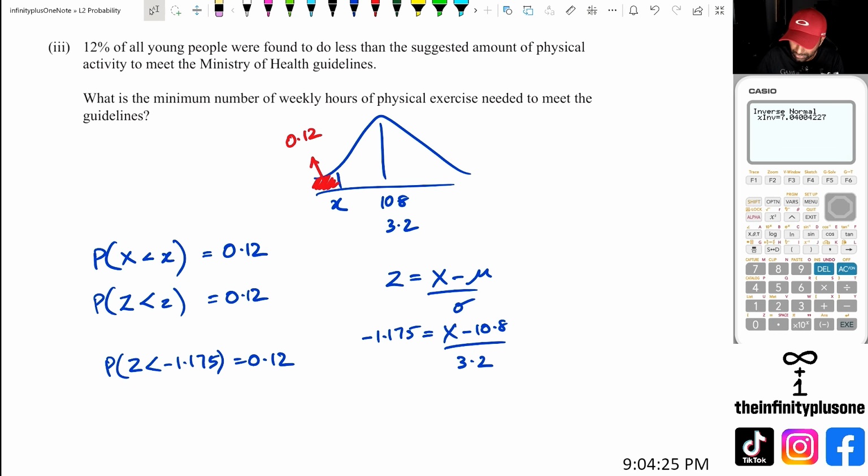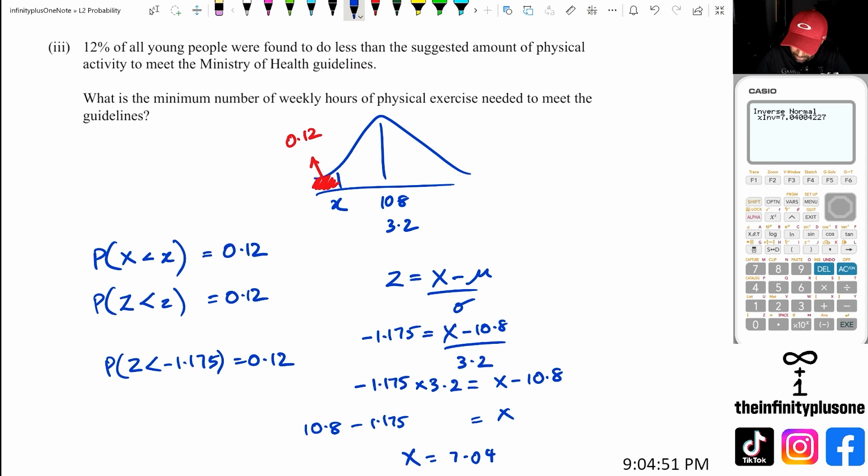All right, so your final answer is going to be something like this, 7.04. So I reckon you can do this where you can just go from this line to this line. But just in case you want to know this algebraically, we're going to go negative 1.175 times 3.2 equals x minus 10.8. And then we're going to get x is equal to 10.8 minus 1.175 times 3.2.